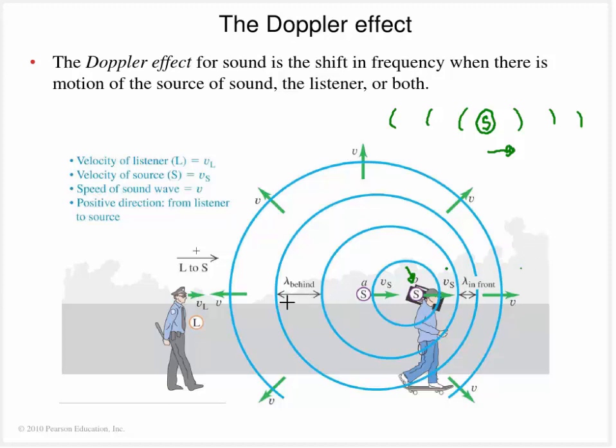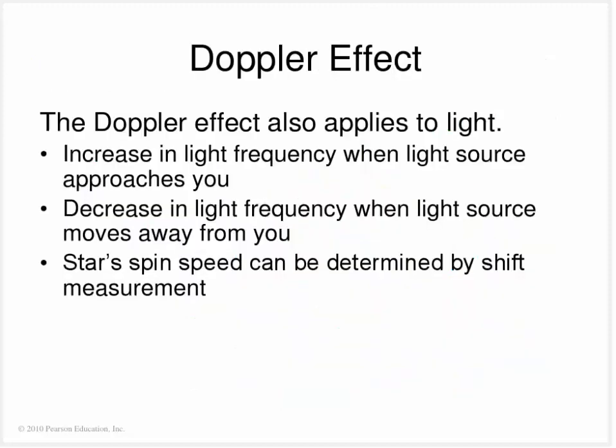Now, behind it, you're walking away from those guys, and so the peaks or the crests are going to be further apart, and so the wavelength is going to be larger, kind of behind the source. Now, it does also apply to light as well. And what would happen is if the source is approaching you, then it's going to increase the frequency, and it's going to decrease when the light source moves away from you.